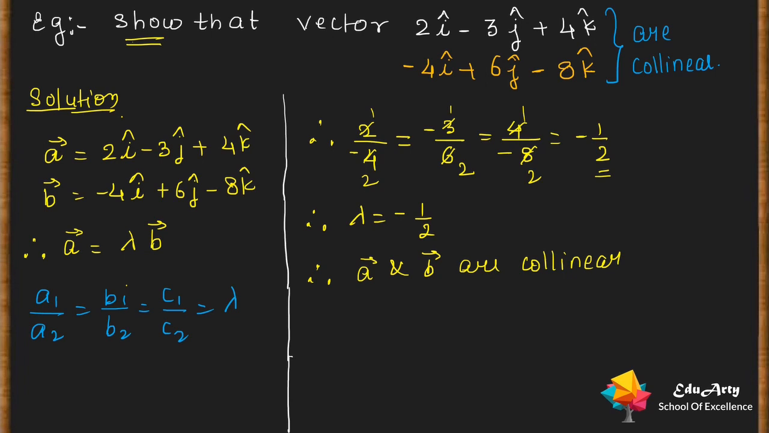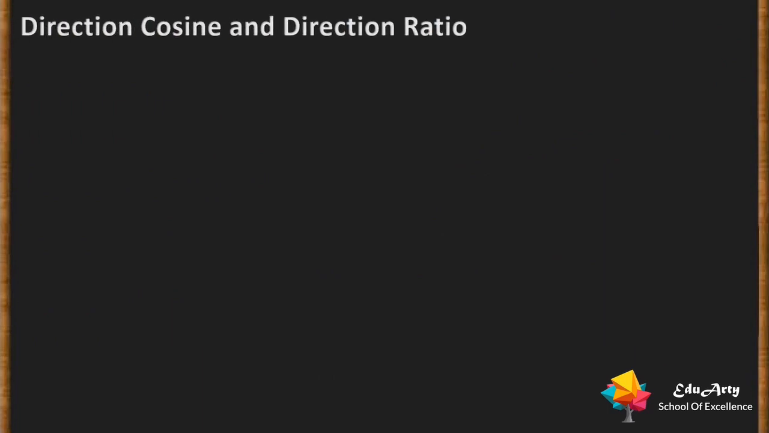concept of collinearity. Okay, now the next concept that we are going to learn here is direction cosine and direction ratio. So let's understand here what is the concept of direction cosine and direction ratio.